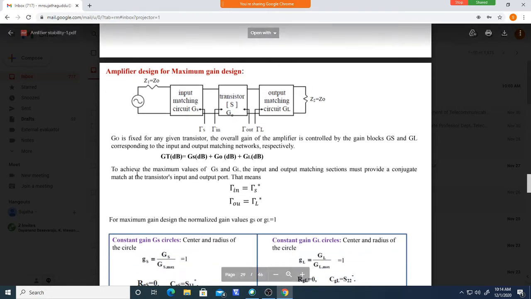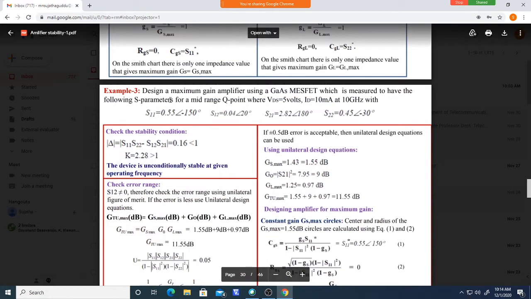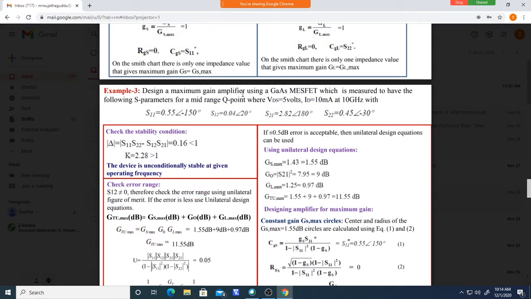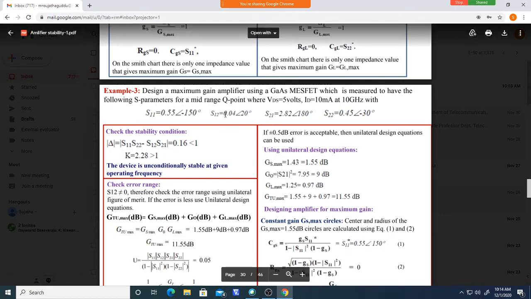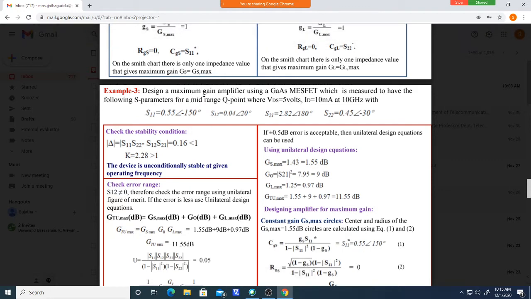Maximum gain design means they do not specify the gain. The question is like this: design a maximum gain amplifier using a MOSFET transistor which is measured to have the following S parameters at this operating condition. They do not specify the gain value here. You see, design a maximum gain amplifier, they do not specify what gain is required, but you should design it for maximum gain.